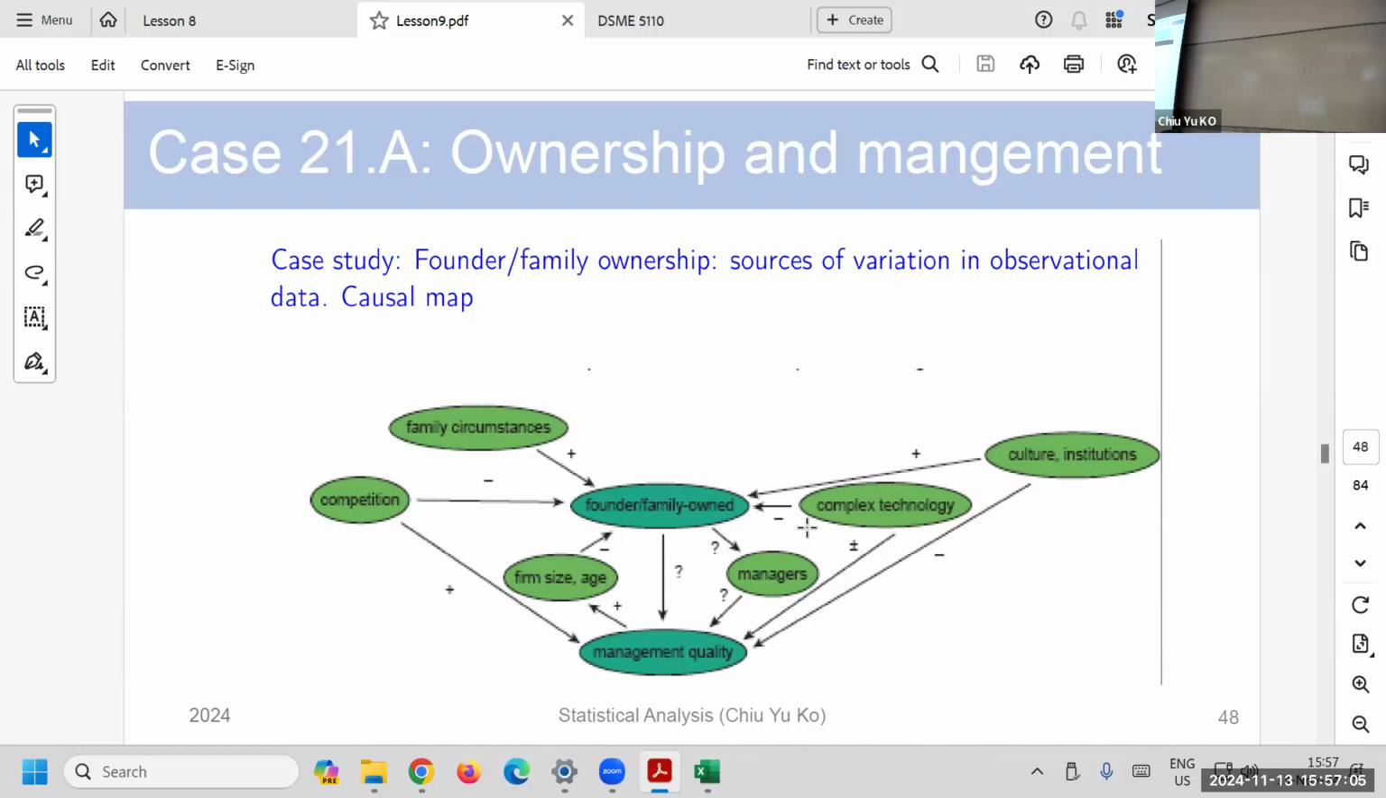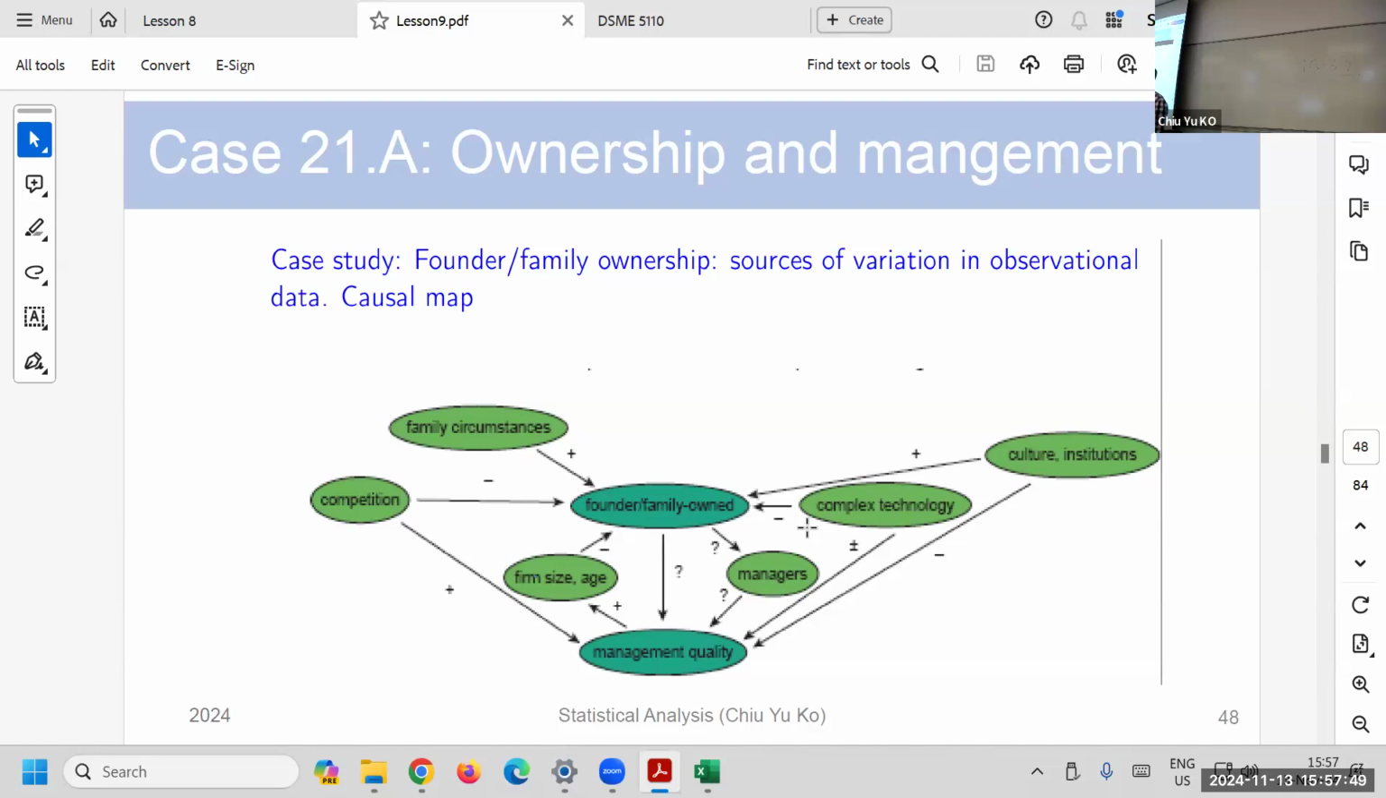And if your quality is better, your firm is larger and you also survive longer, so it's positive. And whether it is family owned would mean hiring more managers or fewer managers, better managers, and also affect the quality as well. Also when we have complex technology, it is unlikely to be family owned because it's very complex, so it's not easy to delegate to family. If you're a casino, that's easy, because you don't have high tech. But if your company is like computer high tech, then it's very difficult to be family owned. It also depends on family circumstances and culture.